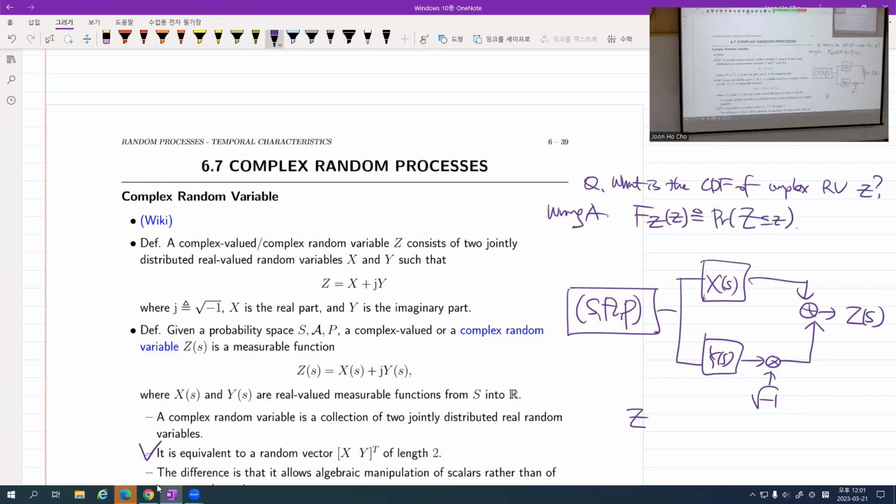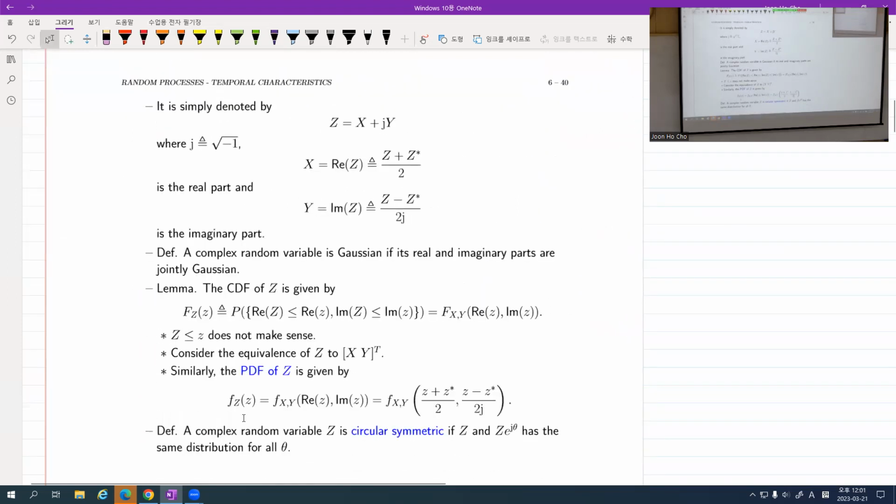What is wrong with this wrong approach? No inequality is possible when you have two complex numbers, right? So actually, you must go back to the real part and the imaginary part. If you want to define some CDF, then it must be what? A joint CDF of two random variables. Got it? So you must replace X with the real part of Z and Y with the imaginary part of Z after you find the joint CDF of the real and imaginary parts. Got it? Because otherwise it does not make sense.